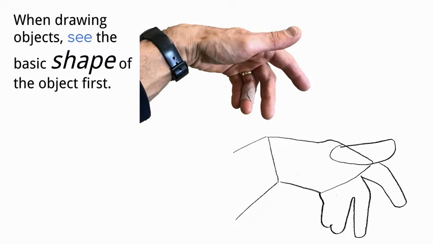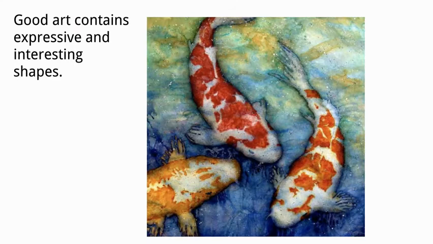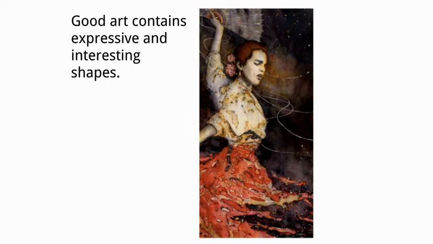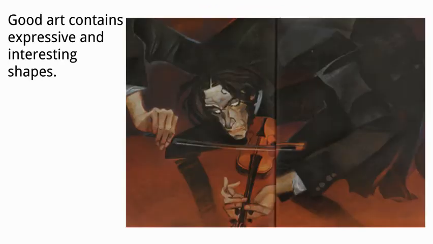We know that when we draw from representational objects, especially, that we want to focus on the basic shape of the objects before worrying too much about detail. In this example, we see the hand represented in basic geometric shapes. Now, shape is what we're talking about here. Good artwork utilizes expressive and interesting shape, like these koi fish, or this salsa dancer, or this interesting violin player.